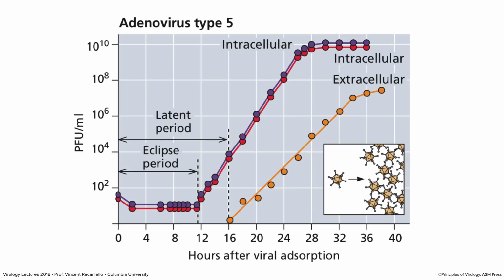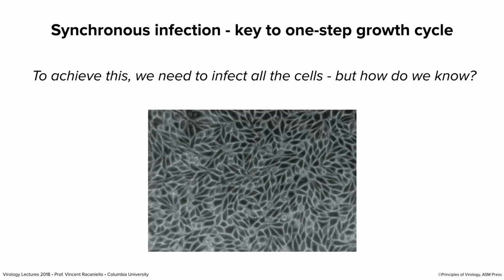Go back here, eclipse period. And its length varies depending on the virus. You can see it's pretty long here, 12 hours. There's some viruses, polio, it's 2 to 4 hours is the eclipse period. It doesn't take a long time to assemble those first infectious viruses. So that one-step growth cycle, we have all the cells infected, they all go through the cycle together, they're synchronized.